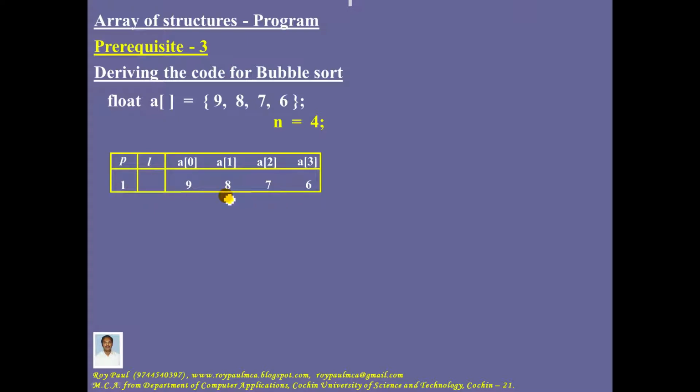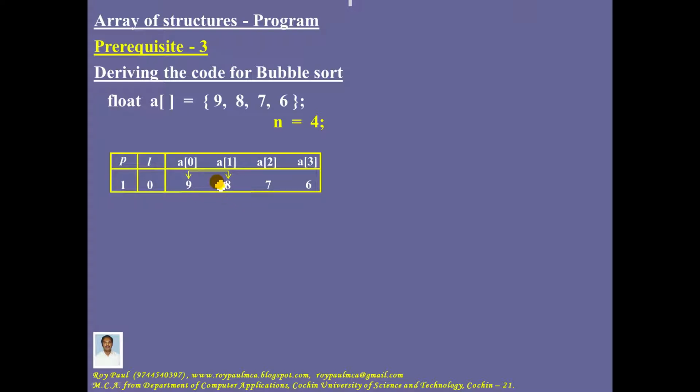Now, in the case of bubble sort, always consecutive elements are taken and they are compared. So let me take the first consecutive elements and compare them. You can see this is the left element, this is the right element, and variable L contains the index of the left element. So, for this left element, the index is 0. So, that 0 comes in variable L.